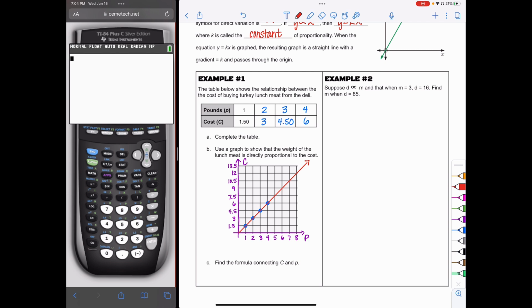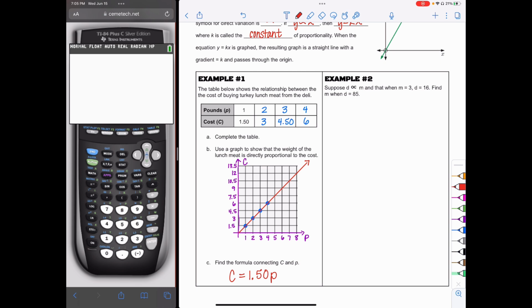So for part C, it says that we want to find the formula connecting C and P. So we already know anytime we write an equation, it's in the form of y equals. So we have C equals because C is in place of y. And then we have to put our slope, and we already know our y-intercept is obviously 0 because it passes through the origin. So we can say that C is equal to 1.5 times P, or $1.50 per pound.